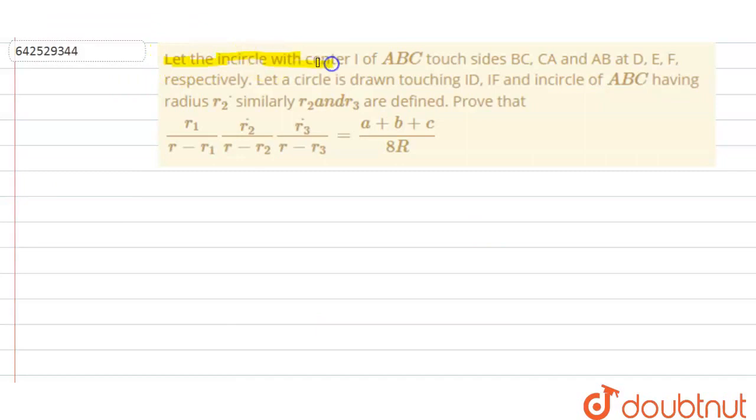In this question, let the incircle with center I of ABC touch the sides BC, CA and AB at D, E, F respectively. A circle is also drawn touching ID, IF and the incircle of ABC, having radius R2. Similarly, R1 and R3 are also defined. We need to prove that R1 upon R minus R1 into R2 upon R minus R2 into R3 upon R minus R3 is equal to a plus b plus c upon 8r.